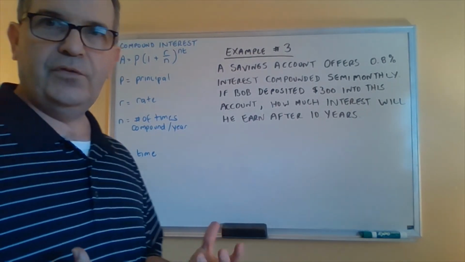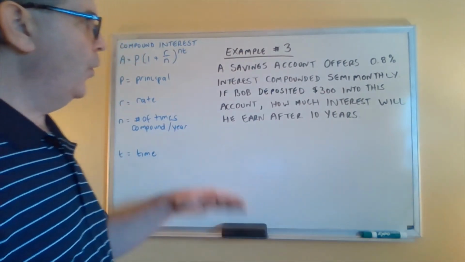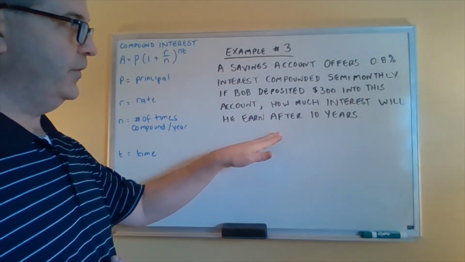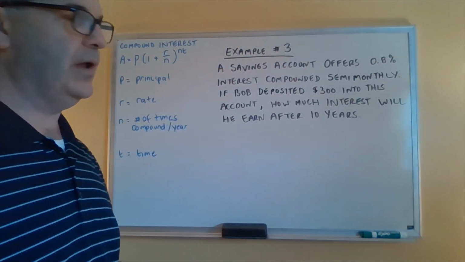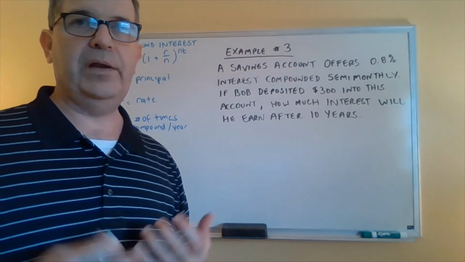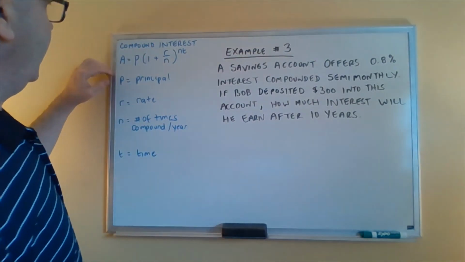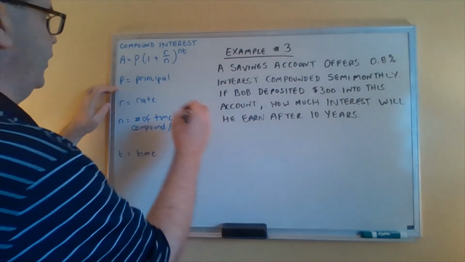So what is interest? That's going to be the amount that he earned over his principal. So we're still going to calculate the total amount after 10 years. We're going to take that amount and subtract our initial principal of $300, and that's going to give us what he earned over that 10-year period. So let's identify our P, our R, our N, and our T. Our principal, our starting amount, is $300.